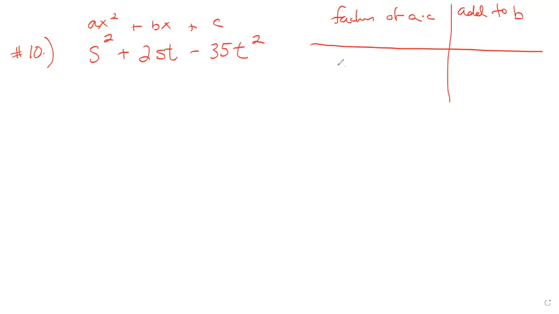So if I do a times c, my a here is going to be a 1. So I'm going to do 1 times negative 35. So I'm looking for factors of negative 35 that are going to add to b. My b term is a 2. So factors of negative 35 that add to be 2.